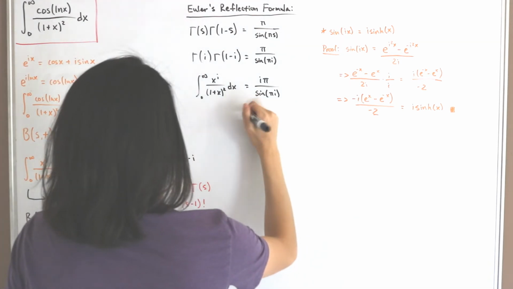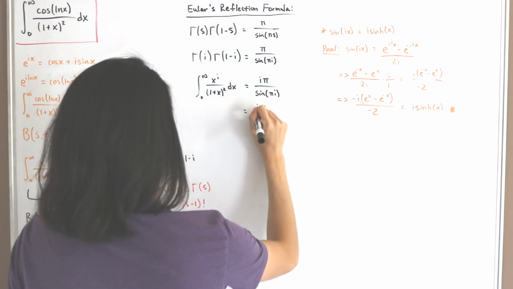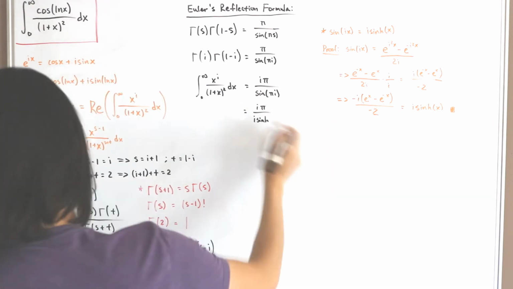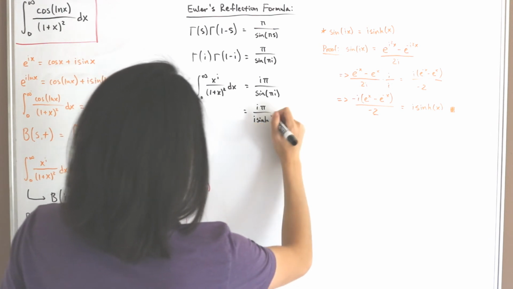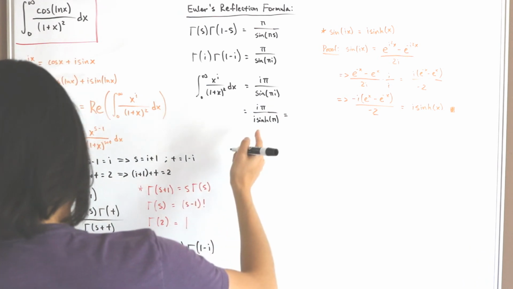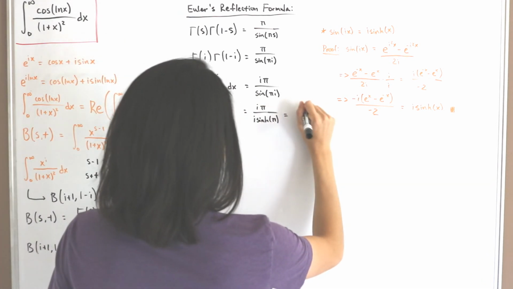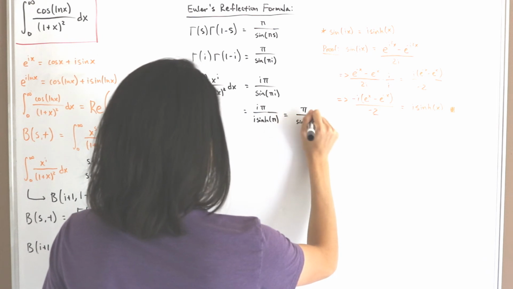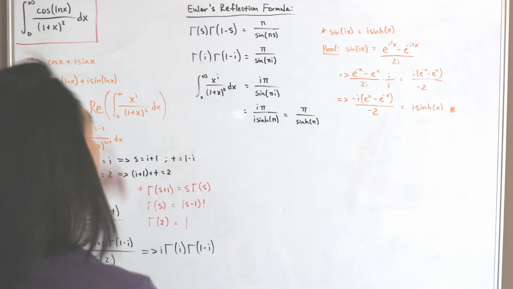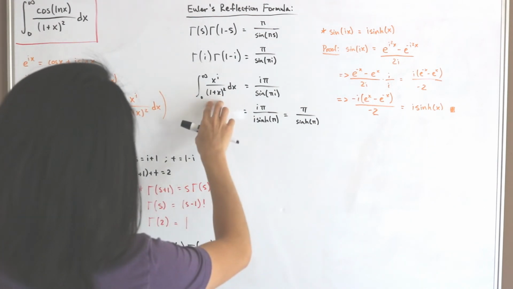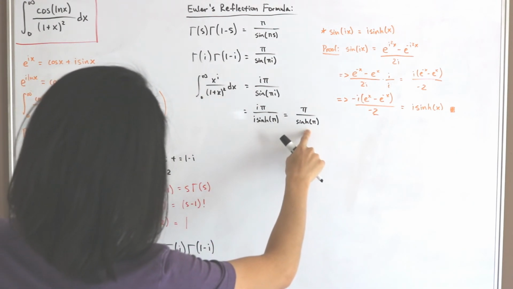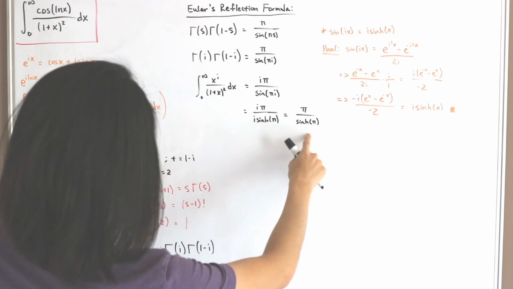So now we have this same thing, i times pi, and then this will be i times the hyperbolic sine of pi. Then we see that of course the i's cancel out, so we're just left with pi divided by the hyperbolic sine of pi. And actually we're just about done. So we showed that this improper integral here is equal to pi divided by hyperbolic sine of pi.